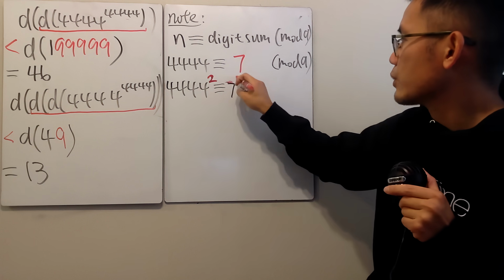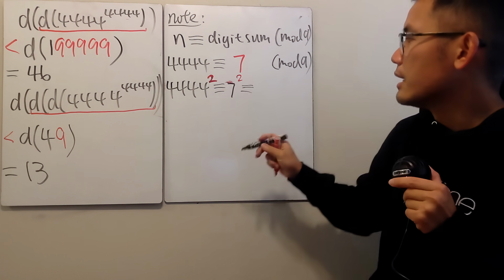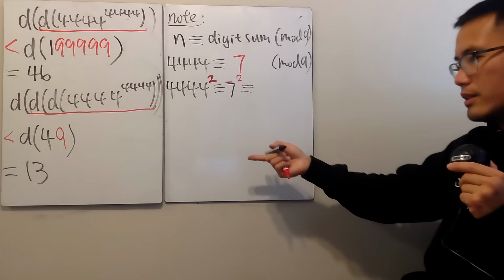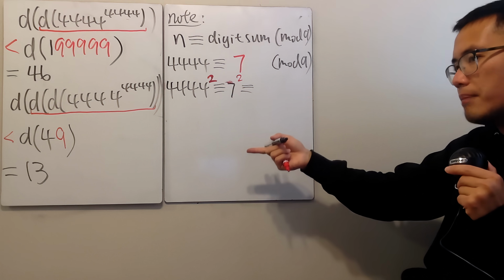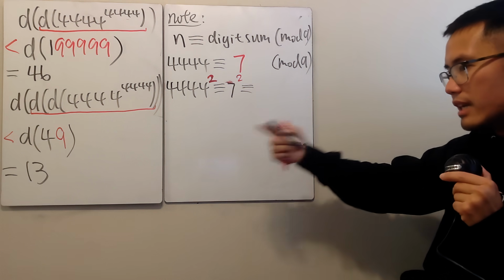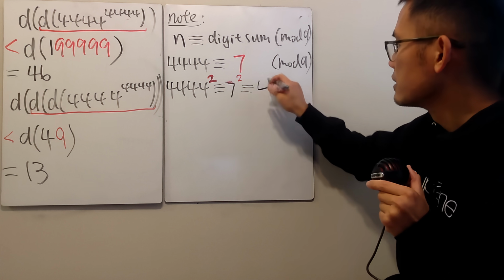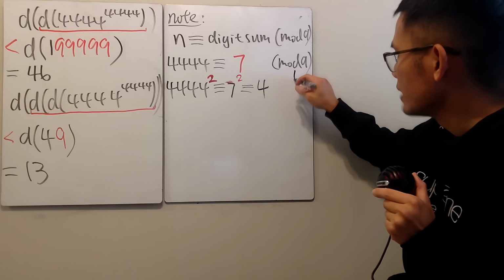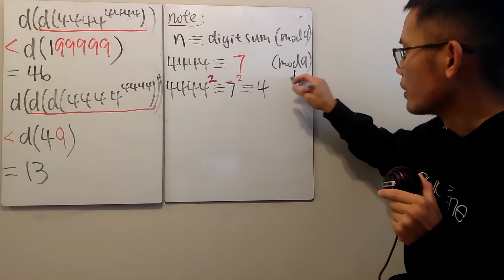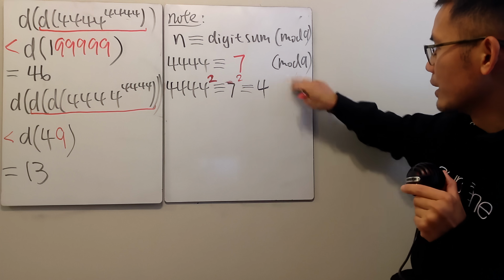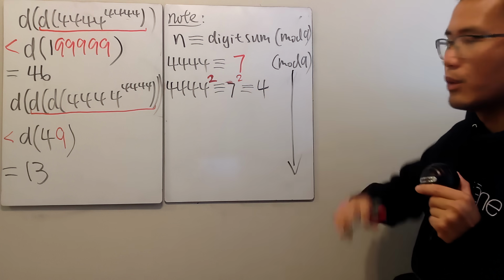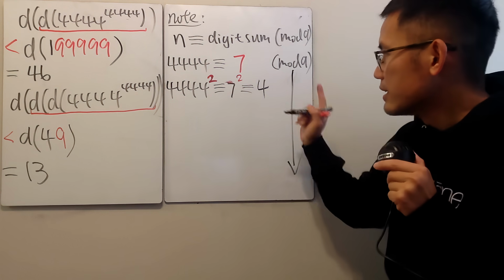So 7 squared is 49, and then we can do this in your head. 49 mod 9: 49 divided by 9 is 5, with the remainder 4. So this is 4. And again, we're just talking about mod 9, all right? So this is the mod 9 world for the rest. I'm not going to write down everything, just mod 9 all the way. All right, so this is what we have.